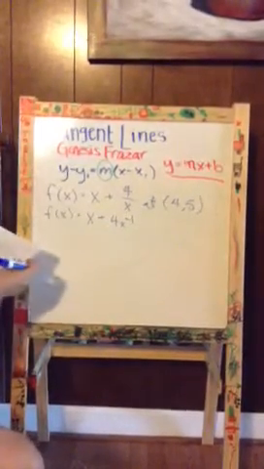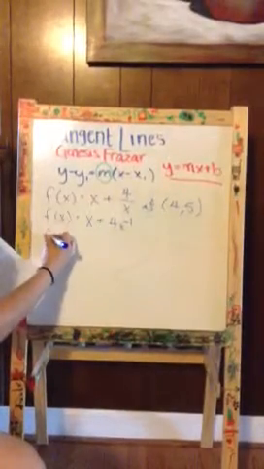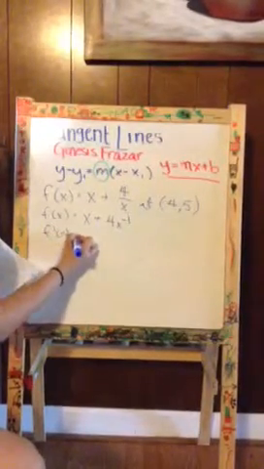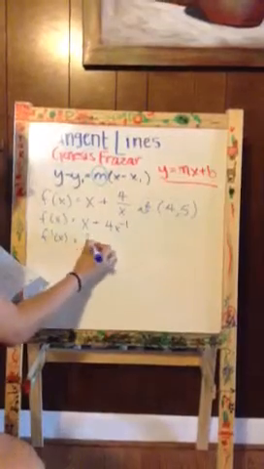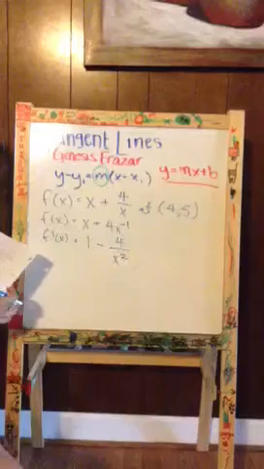This is where you will find the derivative, which is f prime of x equals 1 minus 4 over x squared. That is your first derivative.